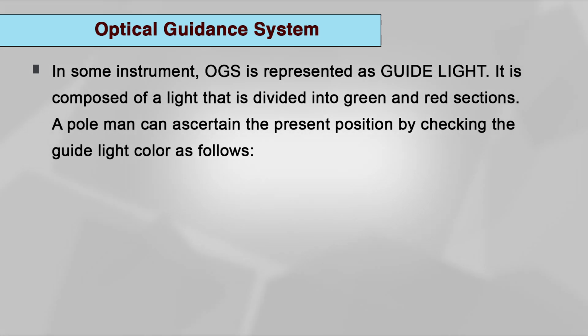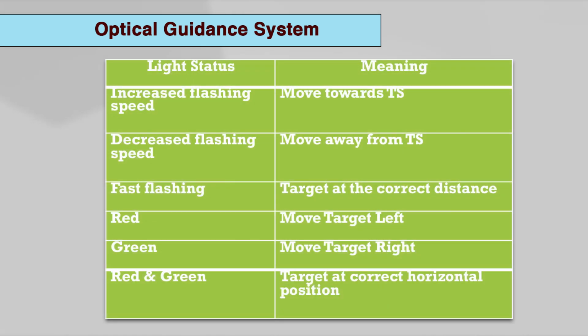It is composed of a light that is divided into green and red sections. A poleman can ascertain the present position by checking the guide light color as follows. When the light source increases flashing speed, move toward the total station. When the light decreases flash speed, move away from the total station. When the light is flashing fast, the target is at the correct distance.